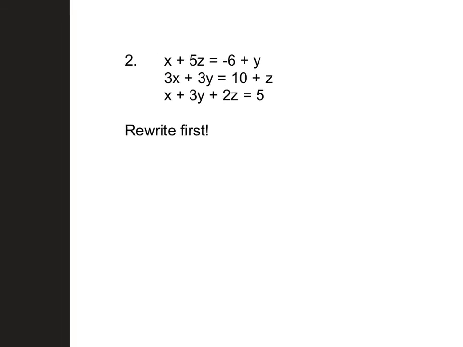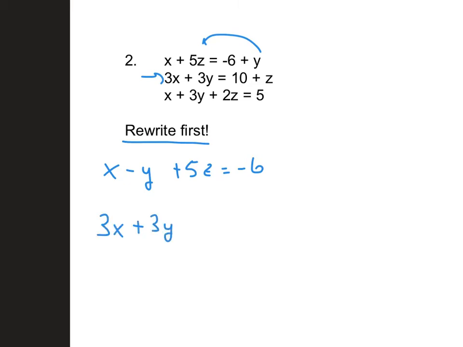Let's look at another one, or the only other one. And there's a little bit of a hint here. Rewrite first. This is all messed up. We wanted x, y, z equals a number, so I want to rewrite them that way first. On the top one, I'm going to move the y to the other side. So I have x minus y plus 5z equals negative 6. The middle one, I need z to come to the other side. So I subtract it and get 3x plus 3y minus z equals 10. And the last one's already written right for us.